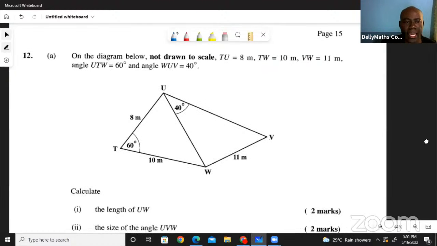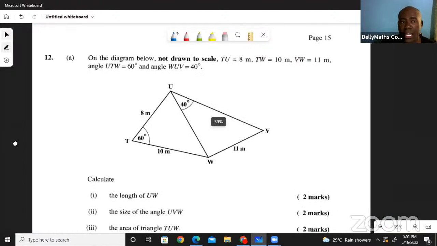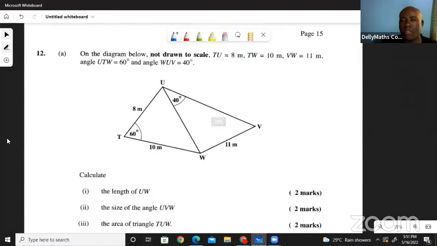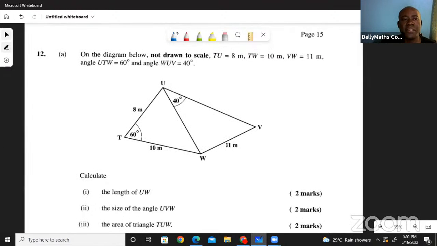So this is a trigonometry question, right? As I said to you, I'm looking at various questions all over the paper. So it's not like I'm looking at number one. I'm looking at any question. All right, so it says on the diagram below, not drawn to scale, TU equals 8, and we're seeing that it's there.